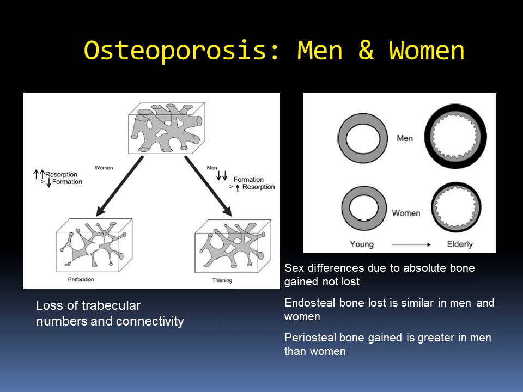Okay, we have a loss of trabecular numbers and connectivity, so you can see that both in men and women in the picture on the left hand side. So we have an increase in reabsorption and a decrease in formation. So with women you've got this perforation or these holes, whereas in men you actually see a thinning. Sex differences due to absolute bone gained is not lost. Endosteal bone is lost, similar in men and women. Periosteal bone gained is greater in men than in women. So again, you can see those changes and where it's occurring in the bone structures itself.